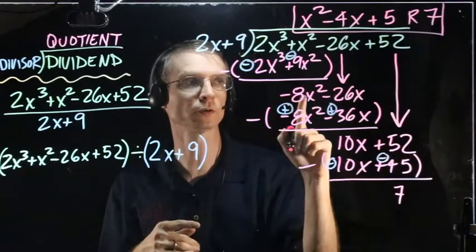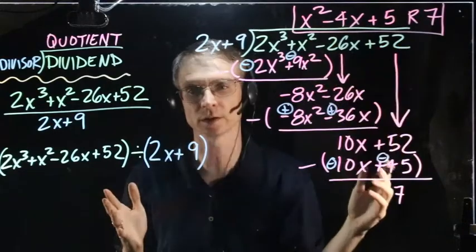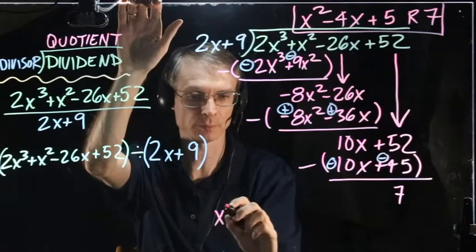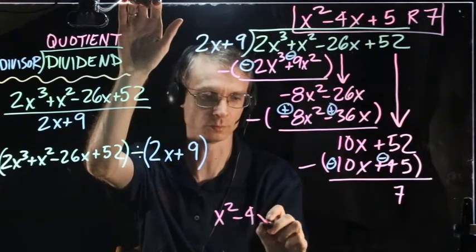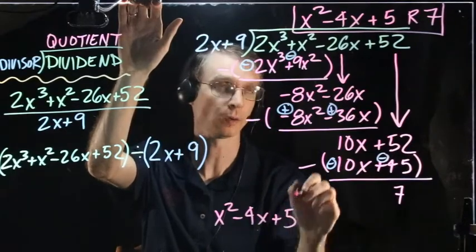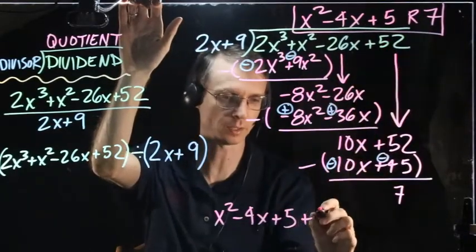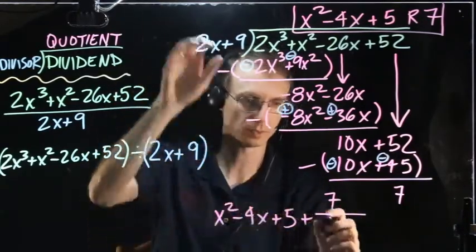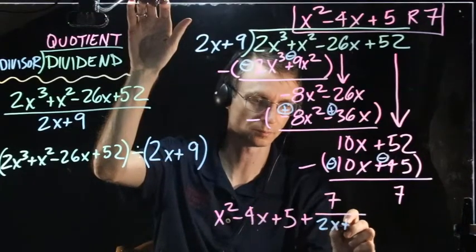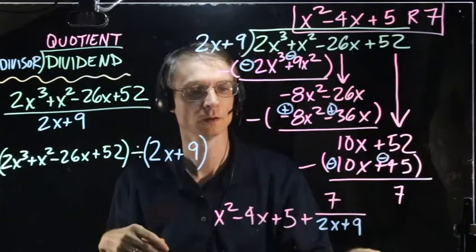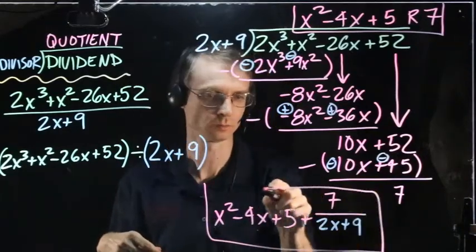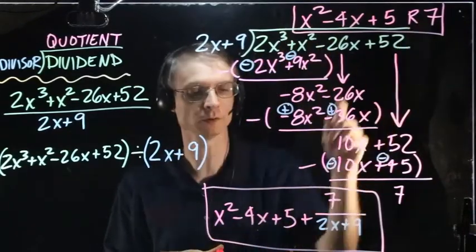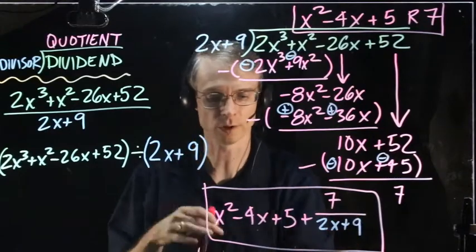Now, I did want to show you one other way to write our remainder, or write the entire quotient, actually. So you can write it with a remainder, or you can write it, you may remember this from elementary or middle school also. Okay, I wrote the quotient here, and then instead of the remainder, I'm going to do plus 7, and then I'm going to put it over the divisor. So plus 7 over 2x plus 9. So this is another way to write your answer. And depending on what you're looking for, sometimes this is more helpful with the remainder. Sometimes this is more helpful with the rational expression at the end.